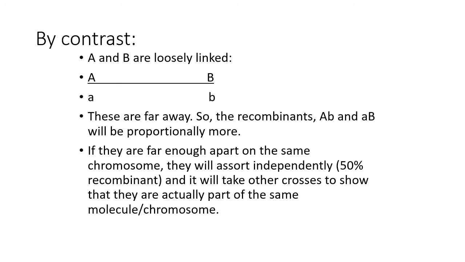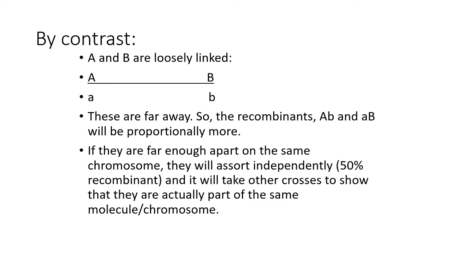Okay, by contrast, if the 2 genes are relatively far apart, there will be this big space between them, more opportunity for recombination, and you will have commensurately more recombinants forming, and that will be a measure of the map distance between them.